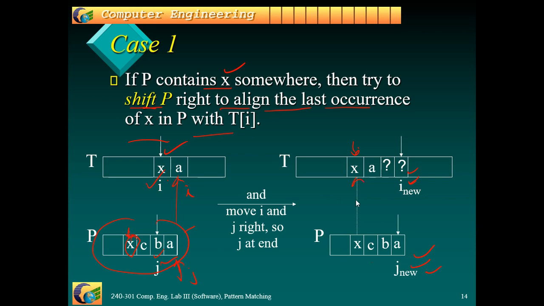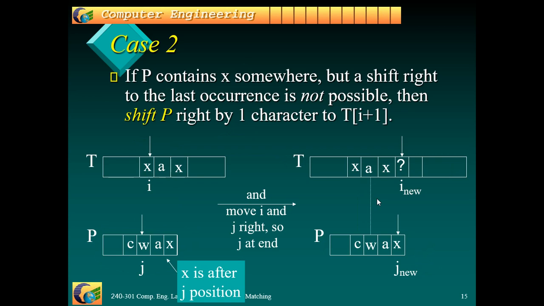This occurrence is going to be identified with another function. Of course, we'll do that. Probably we'll see how this last occurrence function will help us in identifying the positions to be aligned in both text and pattern. Now coming to case 2.